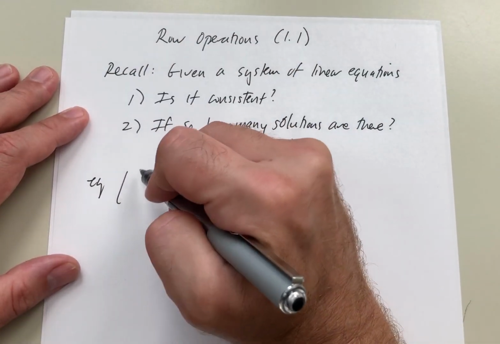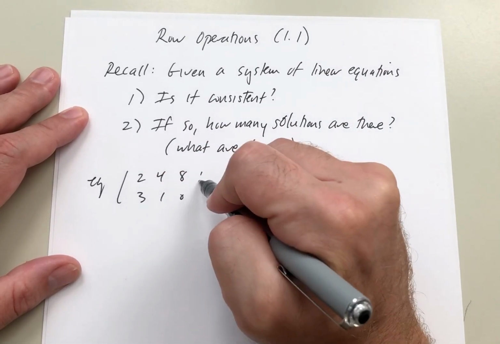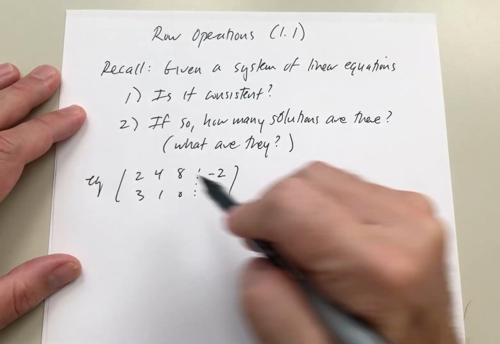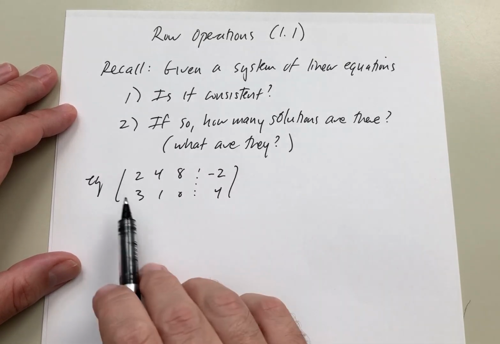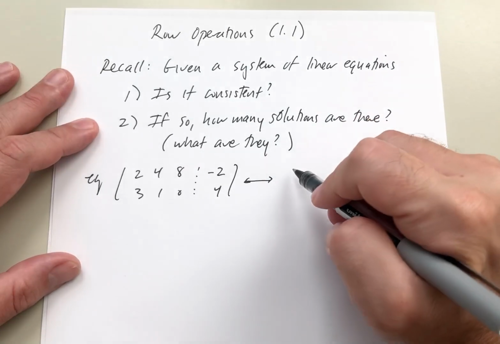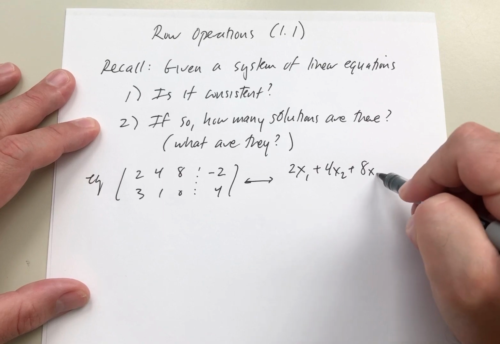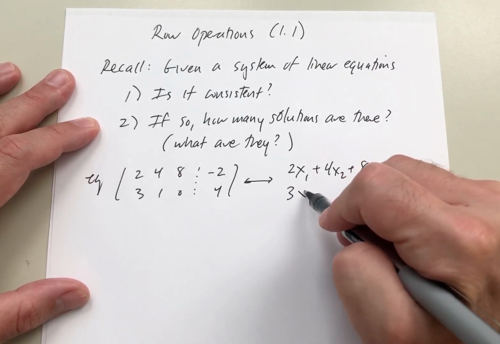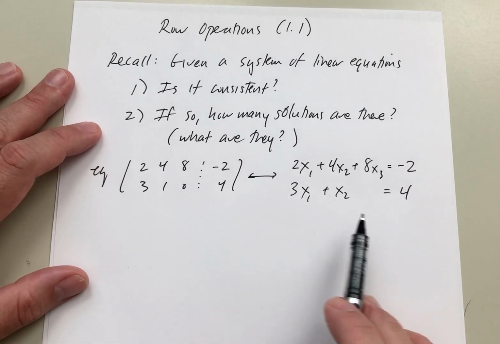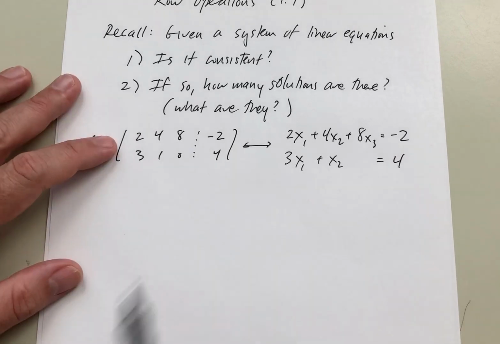Recall from last time that we're going to be dealing with what are called augmented matrices. These are ways to represent a system. This is a 2 by 3 system: there's 2 rows and 3 variables. This is encoding the system 2x1 plus 4x2 plus 8x3 equals minus 2, and 3x1 plus x2 equals 4. I'm never going to write down the system itself; I'll write down the augmented matrix because it's the same information.